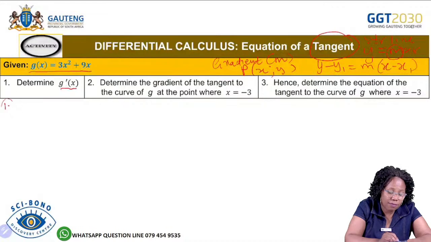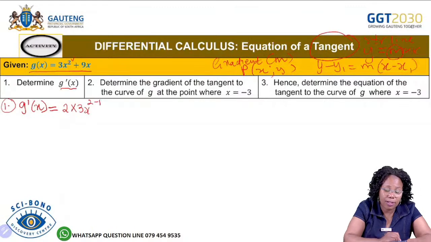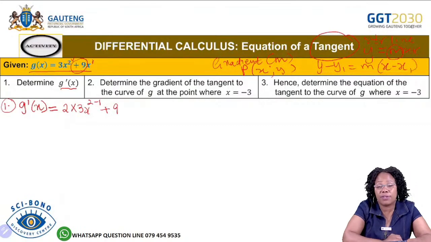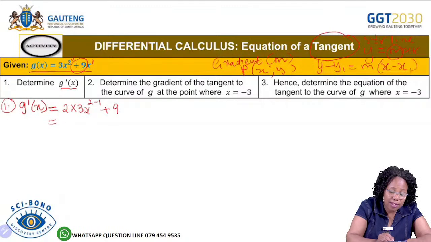And then now we have the first one. The notation is g'(x). Remember, it is 2 from the exponent there. 2 times 3x, and then from the exponent, we subtract 1. And then this one is x to the power 1. We said if it is x to the power 1, we take the coefficient as the derivative. And then now, finally, we are having 2 times 3, which is 6x, 2 minus 1 is 1, plus 9. Therefore, that is the g derivative equation.